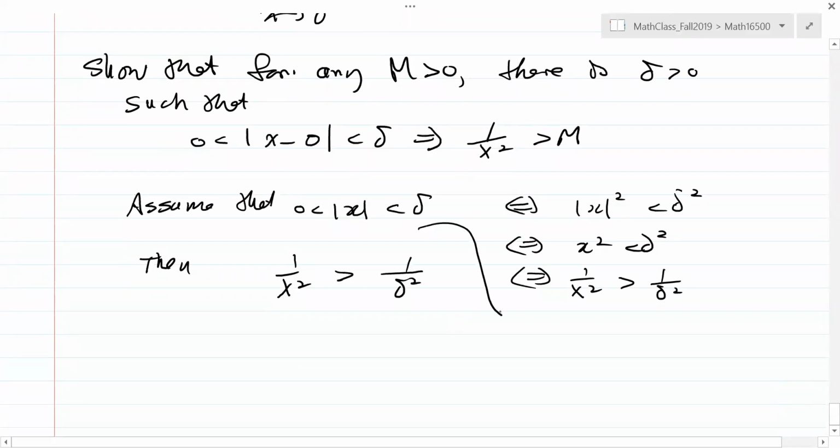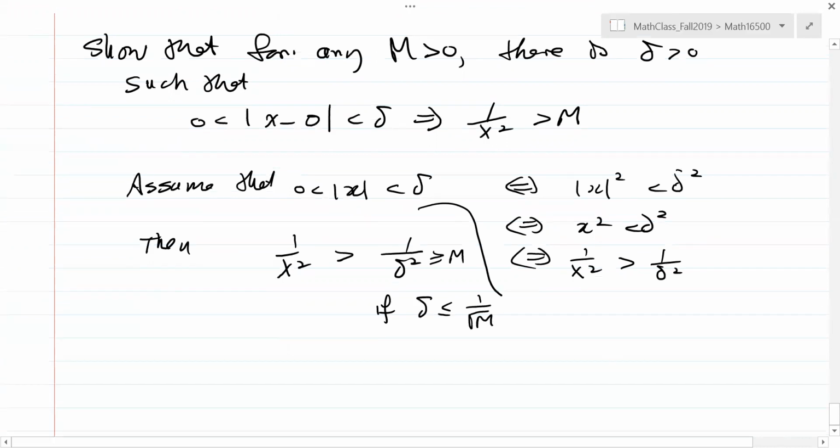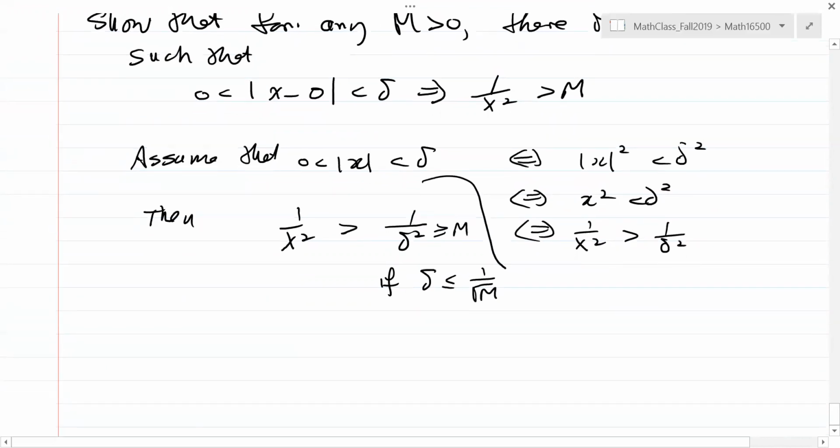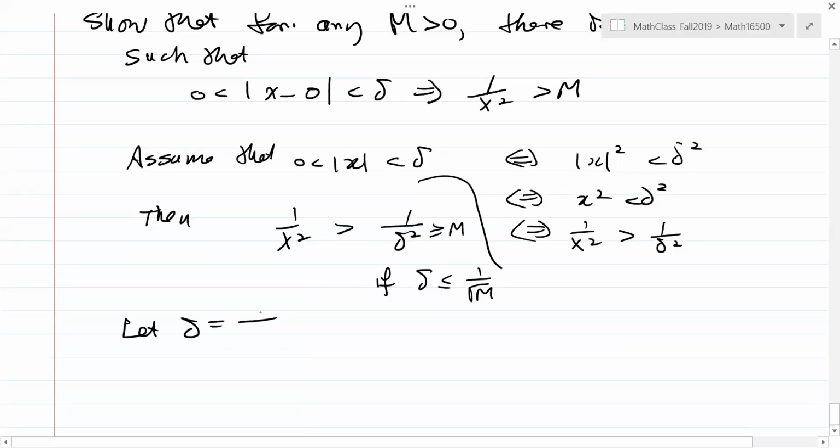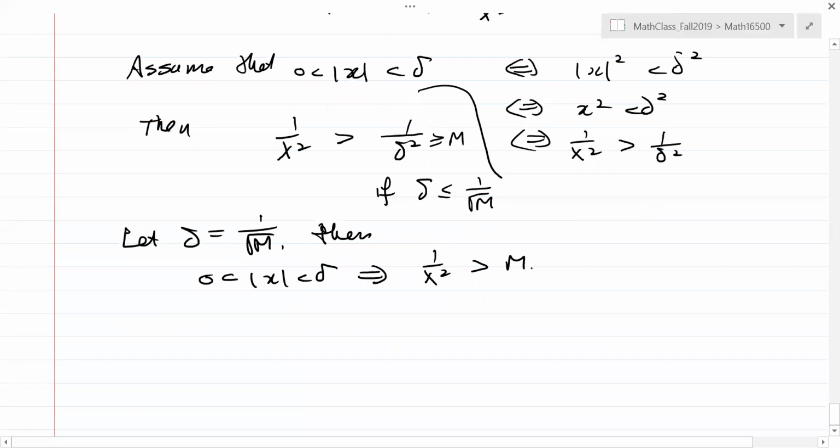Okay? So this will be greater than or equal to m if you choose, what do you have to do? You solve for delta. So if you choose delta to be less than or equal to 1 over square root of m, okay? So that's the only assumption you need. My answer is let delta be 1 over square root of m, then x less than delta and greater than 0 implies 1 over x squared greater than m, okay? So we prove that the limit is infinity when x approaches 0. The idea is pretty similar, okay?